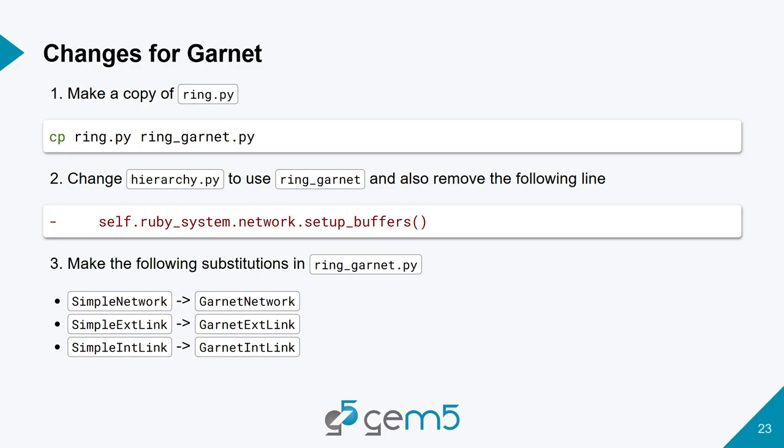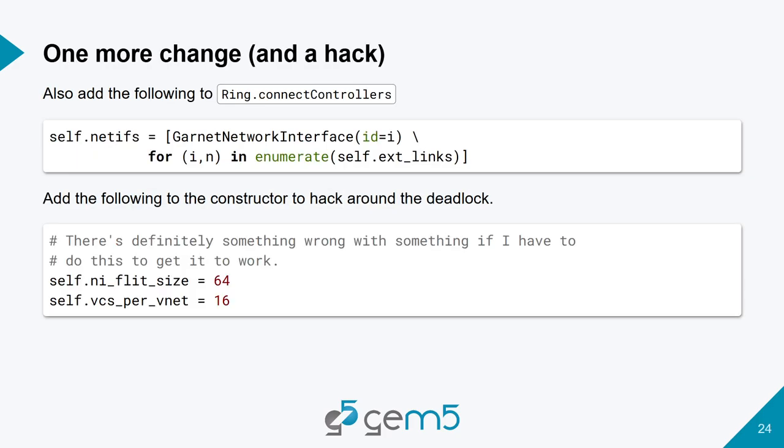Okay, so if you want to change this ring to use Garnet instead of the simple network, it's relatively simple. We remove this one line here, which is setup buffers, and then we substitute simple network for Garnet network, simple external link for Garnet external link, and simple internal link for Garnet internal link. And that is about all you have to do. The only other thing you have to do is now specify these network interfaces, so self.netifs. You need to create a Garnet network interface for every external link that you have.